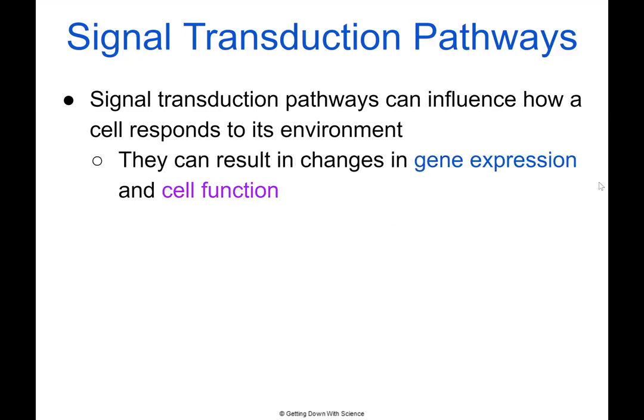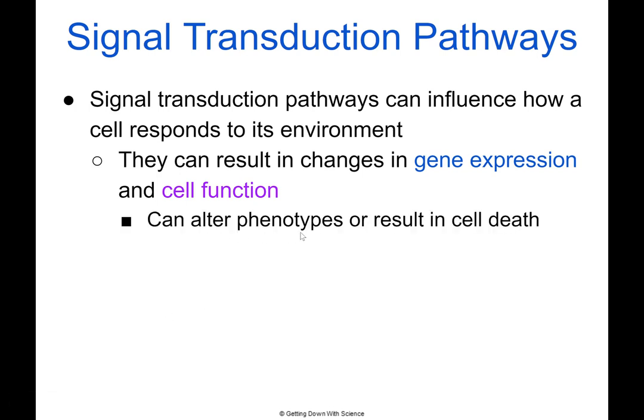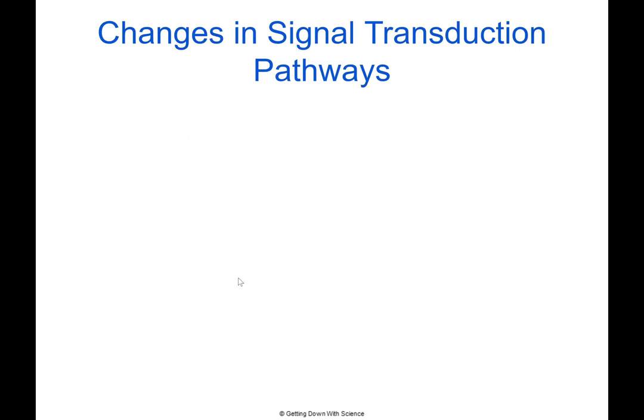So they can change gene expression if it goes in and directly affects the DNA. It may change the function because it might lead to the creation of certain types of enzymes. So it can alter phenotypes. So instead of having red hair, maybe it makes it turn blonde. Think about the snowshoe hares, where in the colder weather they're white, and in the warmer weather they're brown. A signal transduction pathway can actually help affect that, or it can ultimately lead to the death of the cell.